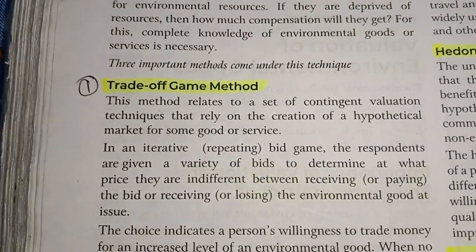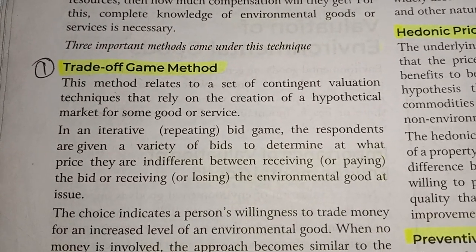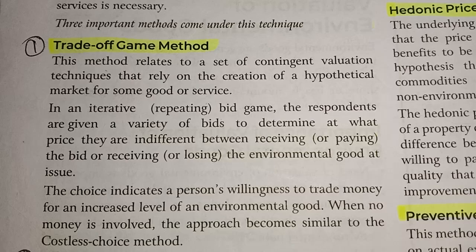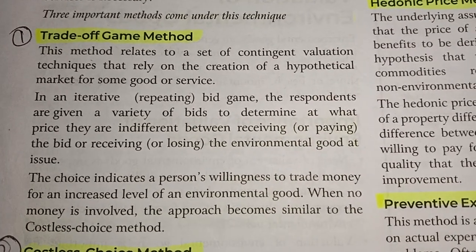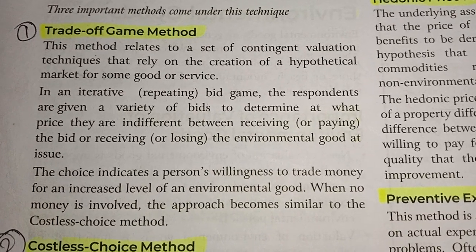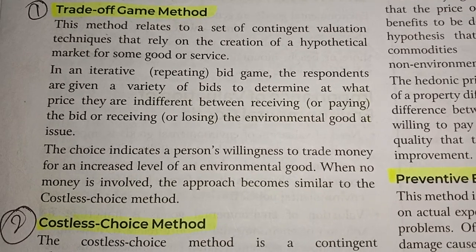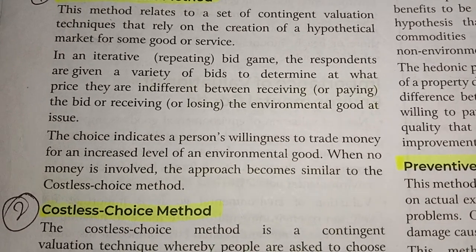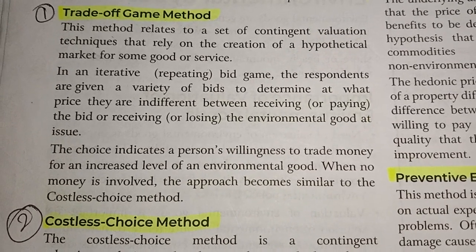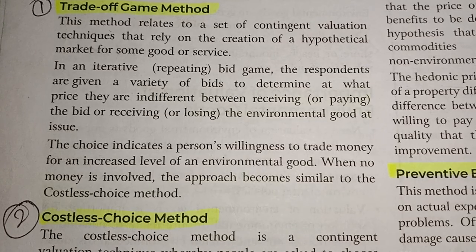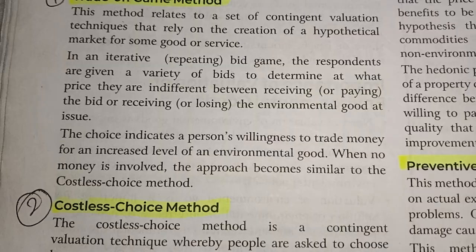Trade-off game method. This method relates to a set of contingent valuation techniques that rely on the creation of a hypothetical market for some good or service. In an interactive repeating bid game, the respondents are given a variety of bids to determine at what price they are indifferent between receiving or paying the bid or receiving or losing the environmental goods at issue. The choice indicates a person's willingness to trade money for an increased level of an environmental good. When no money is involved, the approach becomes similar to the costless choice method.